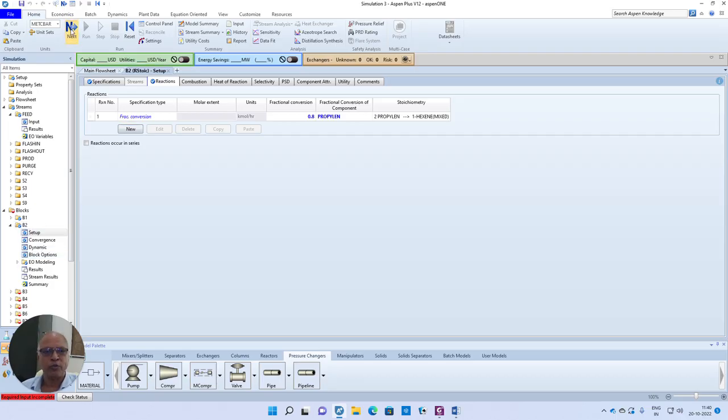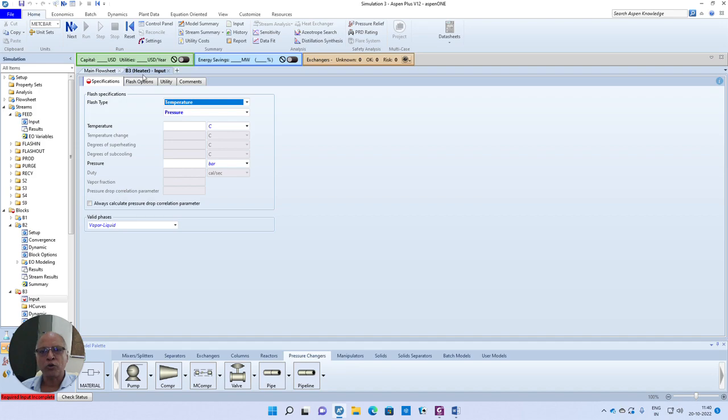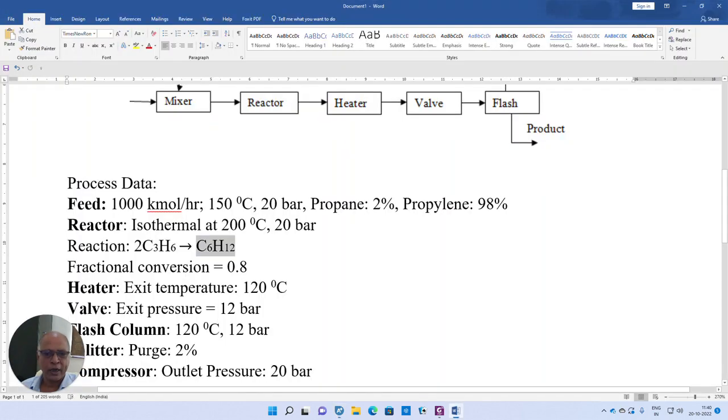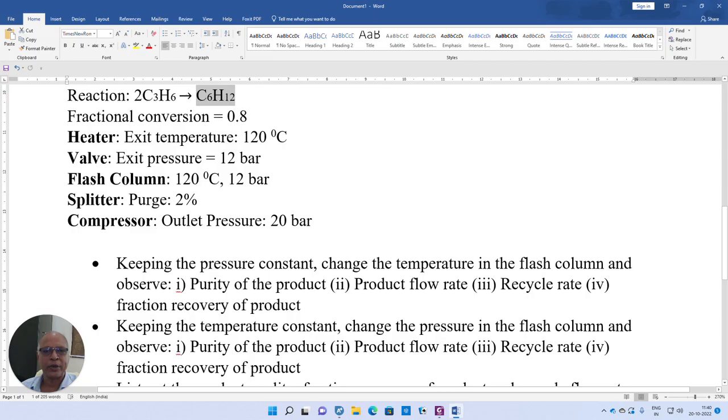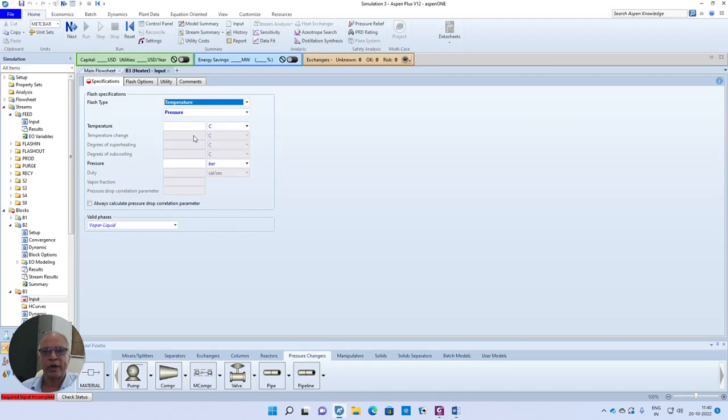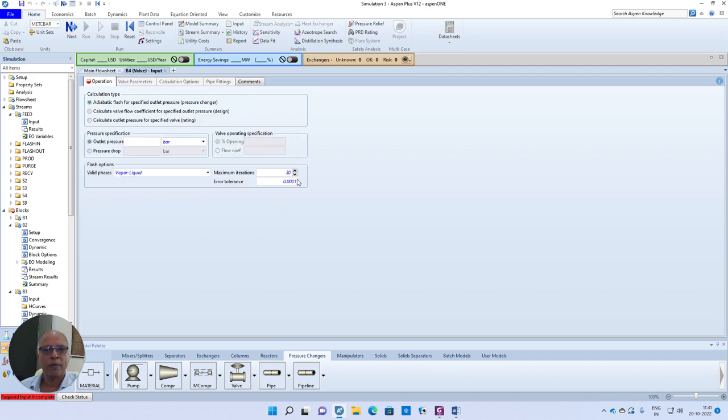So you can go to the next input step. Now we are being asked to provide information with respect to the heater. And the problem statement says the exit temperature of the heater must be 120 and the exit pressure from the valve should be 12. So let us provide this information as well. 120. And if you don't say anything with respect to pressure or put 0, we are presuming that there is no pressure drop, right? You don't have to, you can say either 0 or 20, it means the same. So we have specified this heater block.